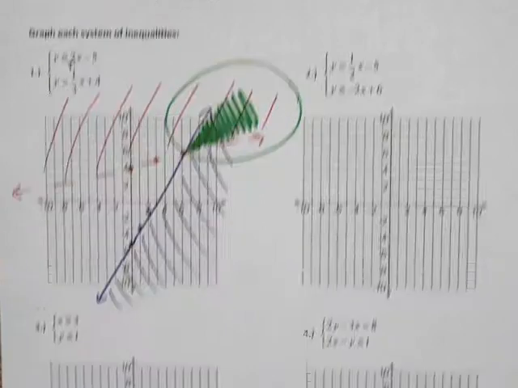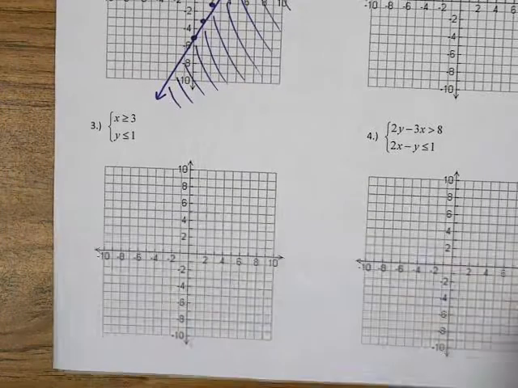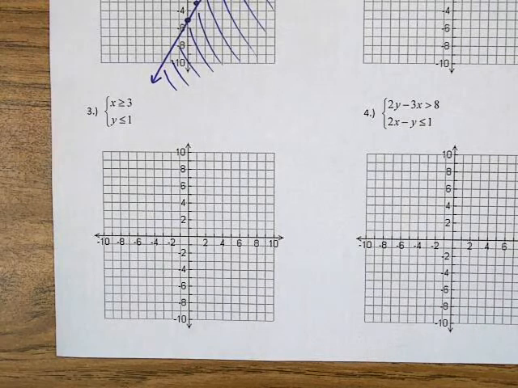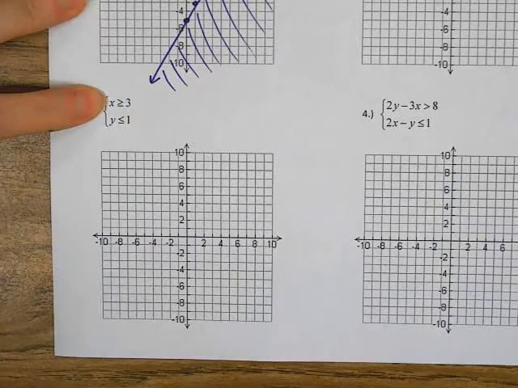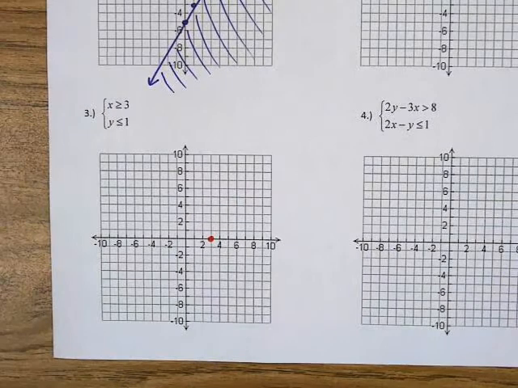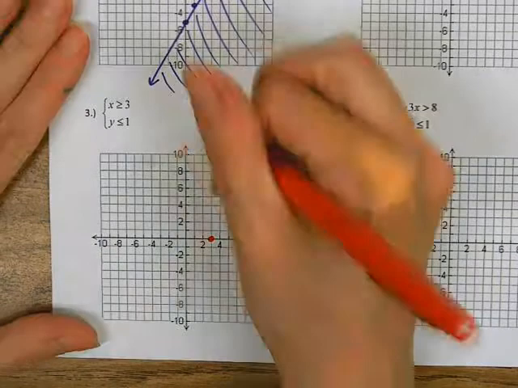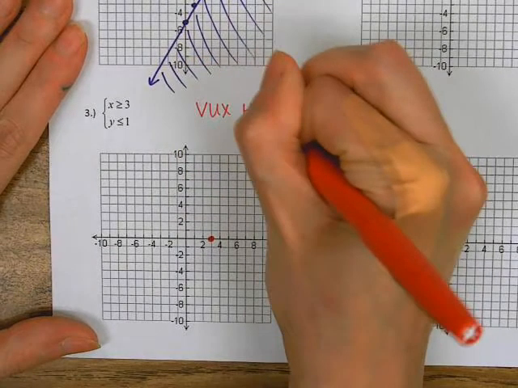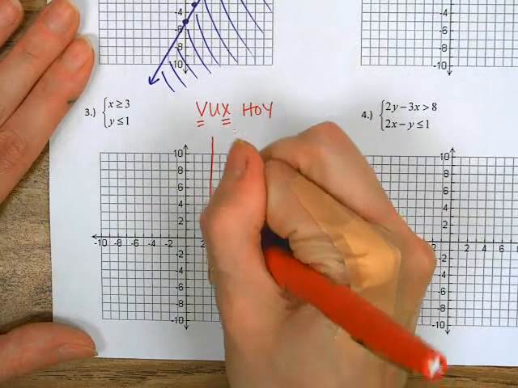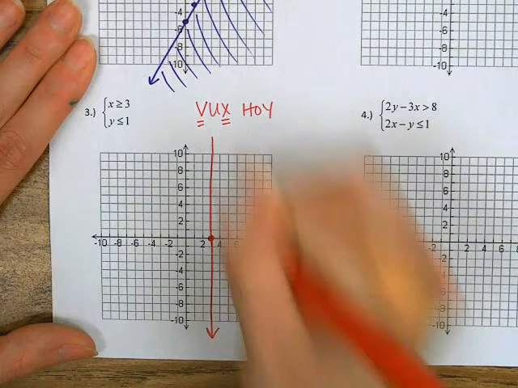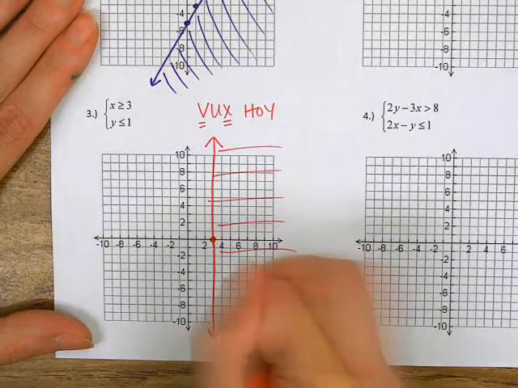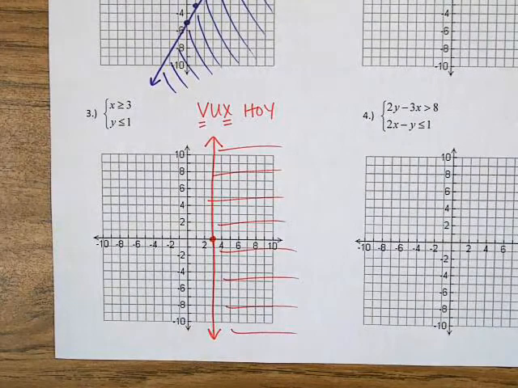All right, let's skip down to number 3. All right, this is the good old Vuxhoy. Remember Vuxhoy? So Vuxhoy says, all right, x is greater than or equal to 3 means make a dot at x equals 3, and it's a vertical line, right? Do you guys remember Vuxhoy? So if it's x, it's vertical. So we make a solid vertical line through x equals 3. And then greater than for x would mean off to the right, because those are the numbers that are greater than 3.